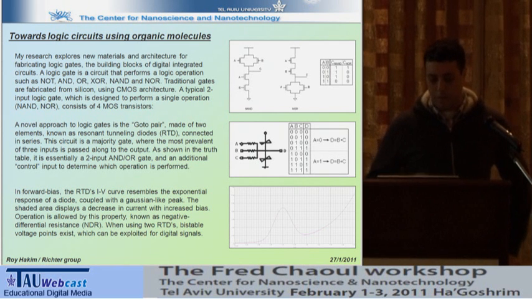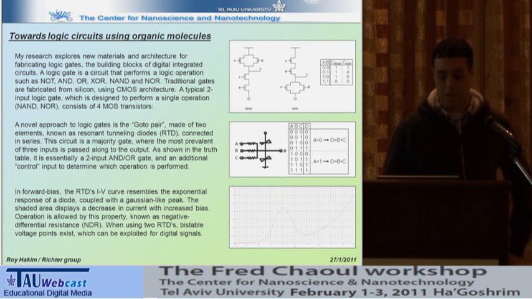My work involves designing and fabricating logic gates in a method that's different from what's currently available in industry, which is CMOS technology. We have a design called a go-to pair that is essentially a logic gate. Logic gates, for those of you who don't know, are digital circuits that output logic functions such as AND, OR, NOR, and so on.